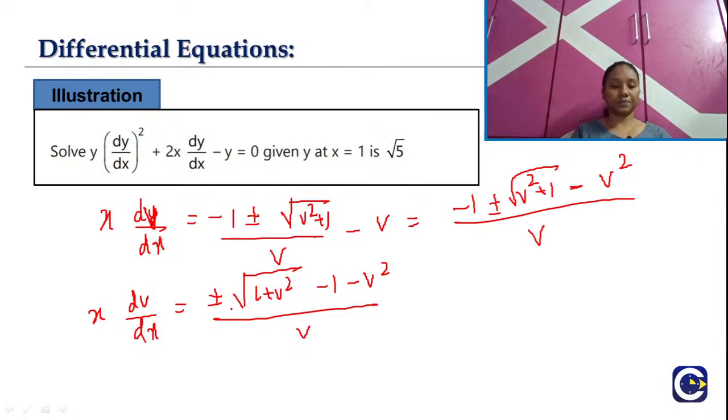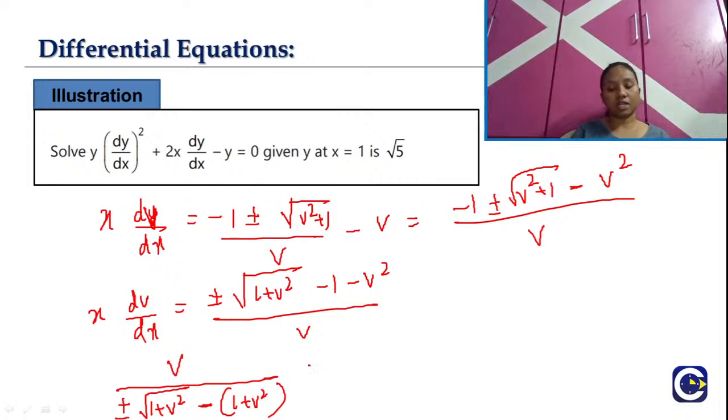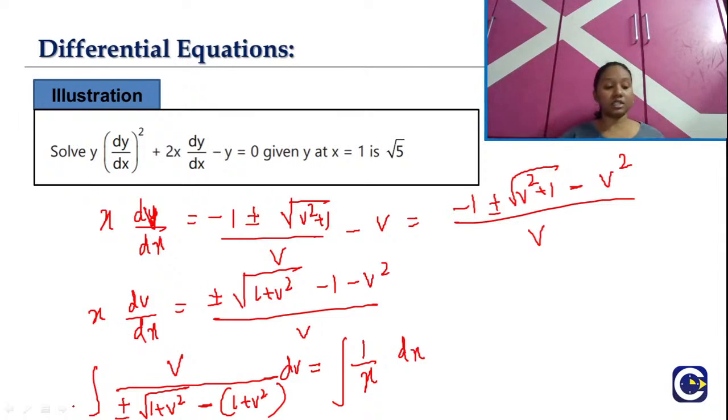Let's rewrite this with all the v terms on one side of the equation and the x terms on the other side. So it will be v divided by plus or minus root over 1 plus v square minus, taking 1 plus v square common, times dv, and on the other side 1 by x dx. Then integration on both sides, and the last step required is only the integration, which you can do.